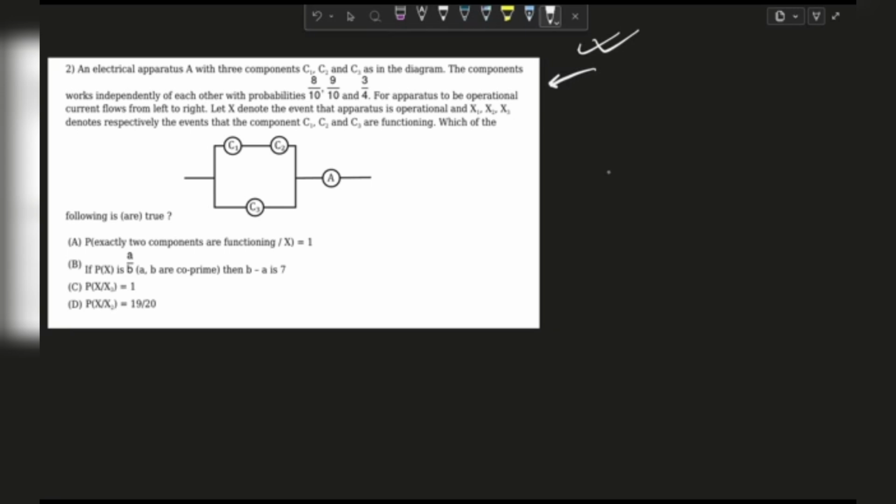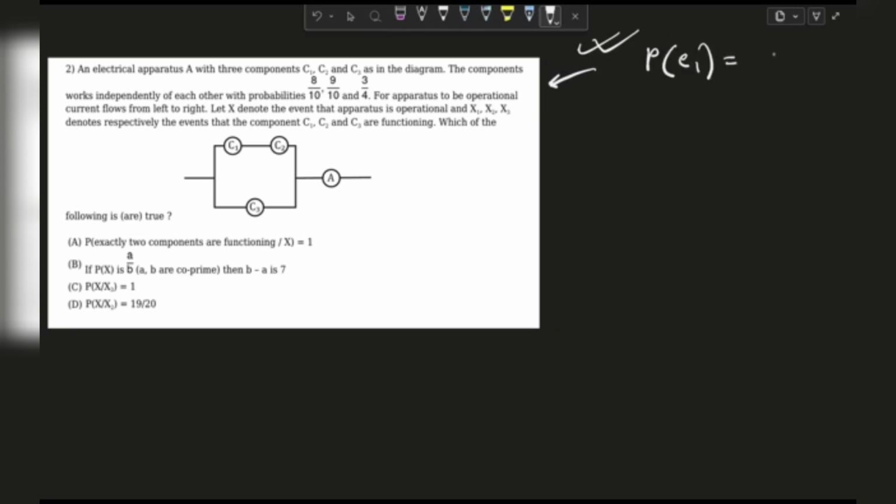Okay, so I'm starting off. Let's read the question first. We have an electrical apparatus A with three components C1, C2 and C3 as given in the diagram. The components work independently of each other with the probabilities 8 by 10, 9 by 10 and 3 by 4. So let's write them down.